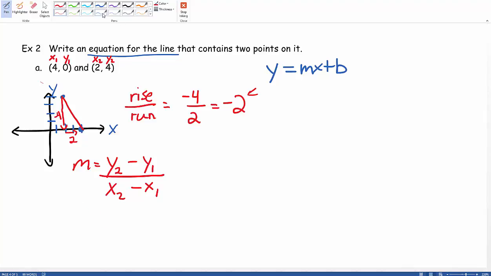Substituting in these values, our y2 value here comes out to be 4, minus, from the formula, y1 here is 0. This is over our x2 value, here it is 2, minus, from the formula, our x1, there he is, 4.